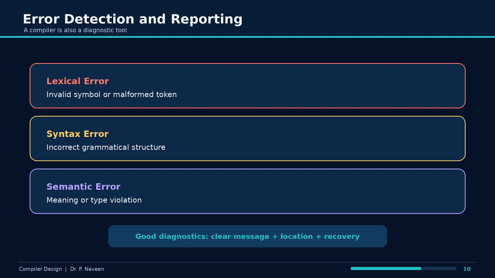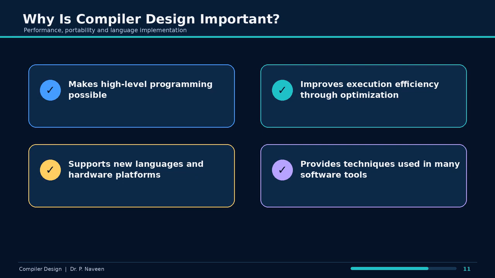So the front end depends more on the programming language. The back end depends more on the computer processor. This separation is useful. The same front end can be connected to different back ends. Therefore, the same source language can be run on different machines. Hope you understand. Let's move on to the next slide.